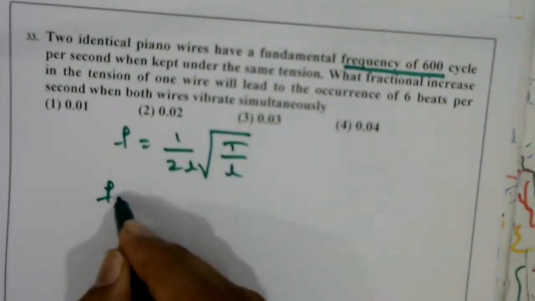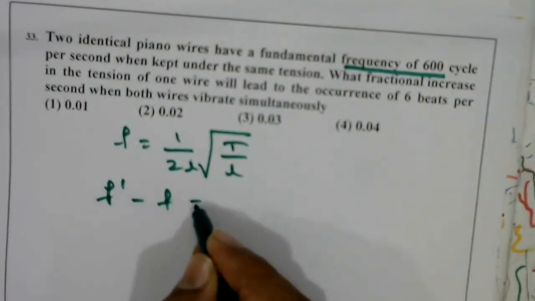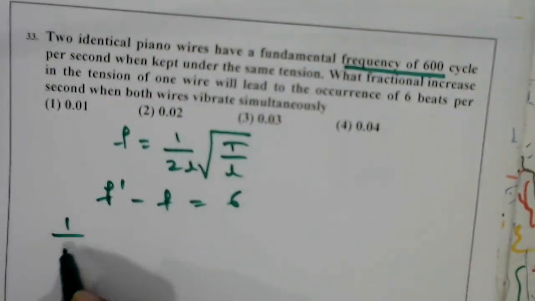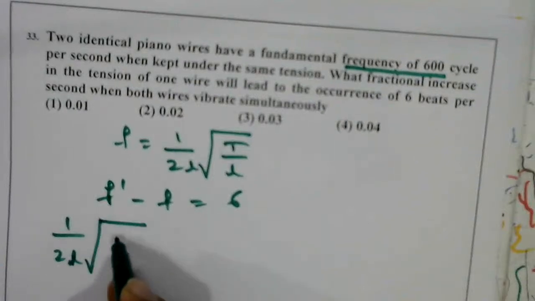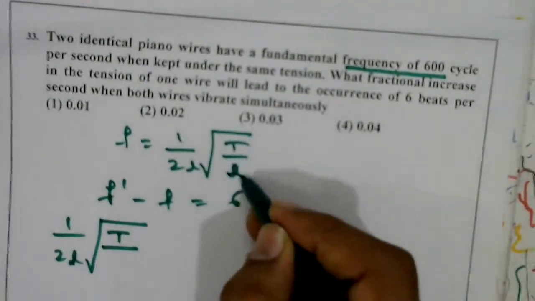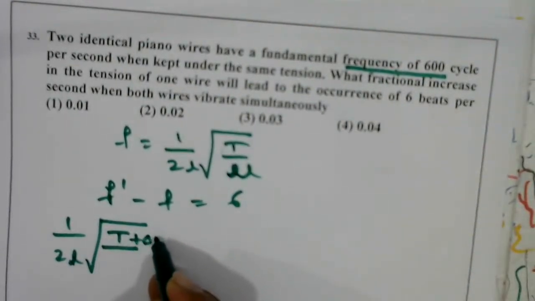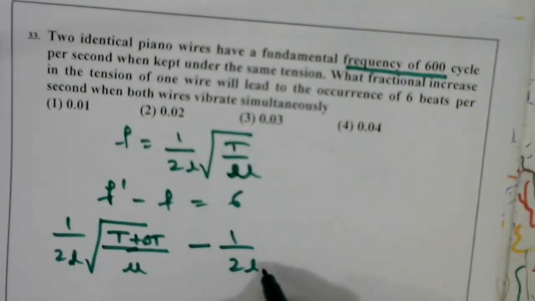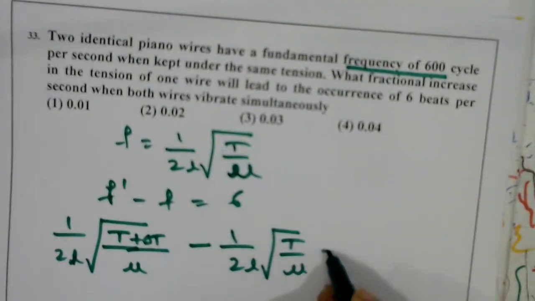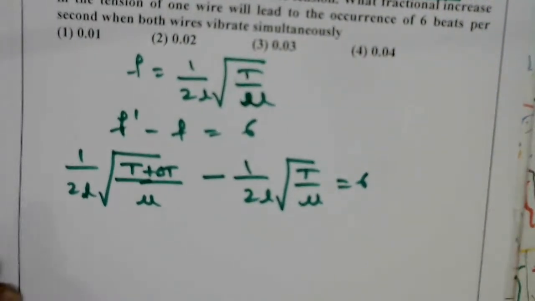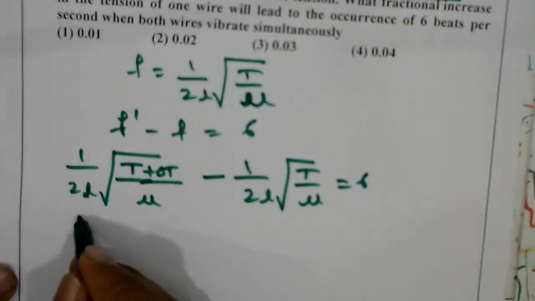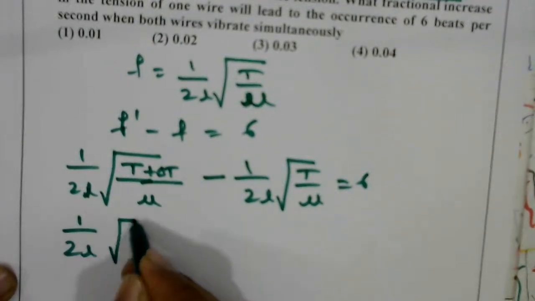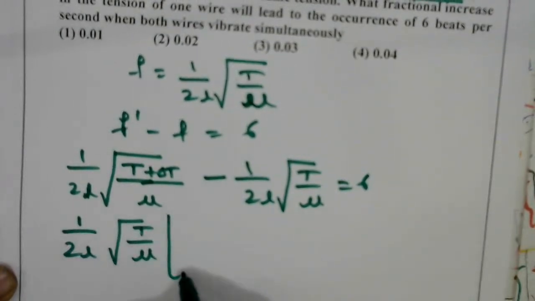How much will that change? 6. We can say that f dash minus f is equal to 6. F dash is equal to 1 upon 2L square root of T plus delta T by mu. This much tension increase, minus 1 by 2L square root of T by mu, is equal to 6. Okay. Now here 1 upon 2L square root of T by mu I have taken common.